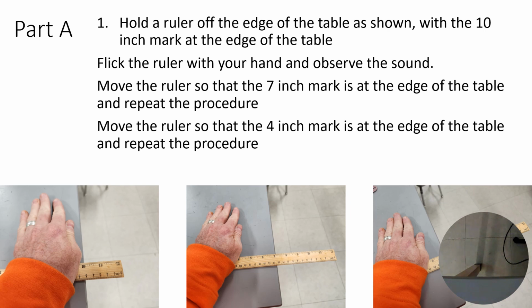First of all, I had you hold the ruler off the table at the 10-inch mark, and I had you flick it either like this or like that. And then you moved it to 7. Do you hear a difference in the sound? Then we went to 4. Okay. The way you perceive the highness or the lowness of the sound is the pitch.